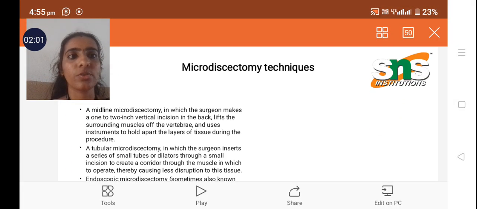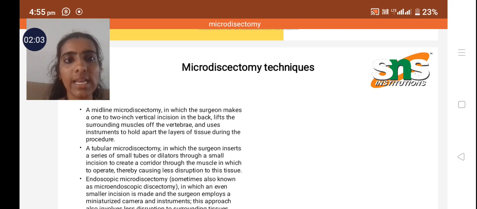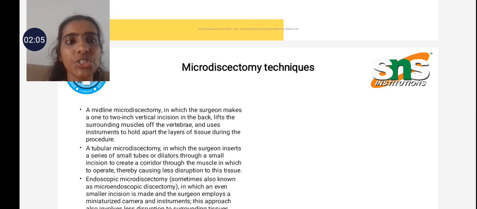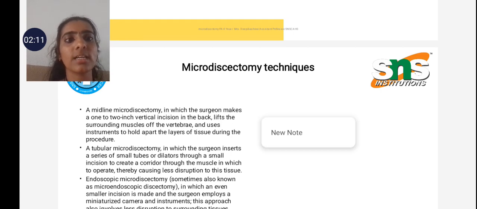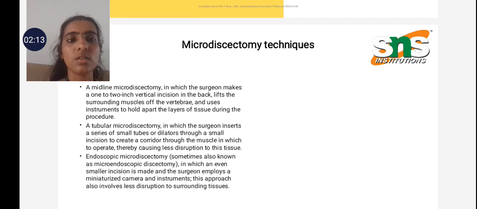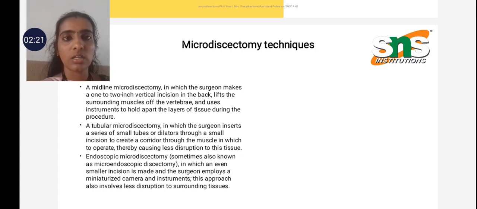The technique of microdiscectomy is a midline microdiscectomy, in which the surgeon makes a 1 to 2 inch vertical incision in the back, lifts the surrounding muscle of the vertebra, and uses instruments to hold apart the layers of tissue during the procedure. We should position the patient on a table in a prone position, so it is very easy to perform this procedure.